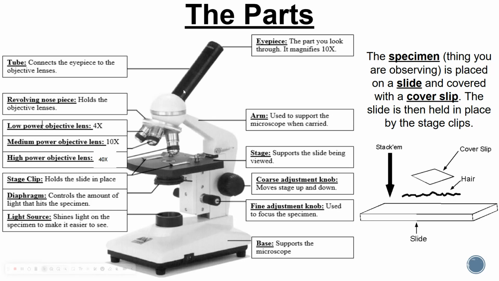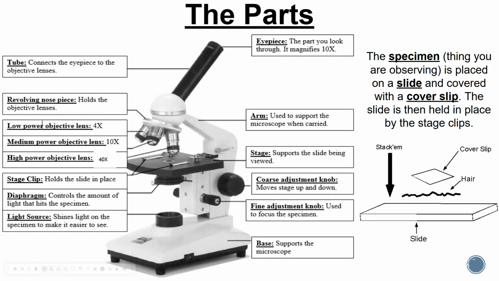So these are all the different parts here. We'll start off down here. This is called the base. This basically supports the entire microscope. On the base, you can see a little switch here. The switch might be in different spots sometimes depending on the microscope you have. This switch will control the light source. So when you turn this on, you of course have to plug it in, turn it on. Light comes out of here and goes into here to illuminate or shine on the specimen here.